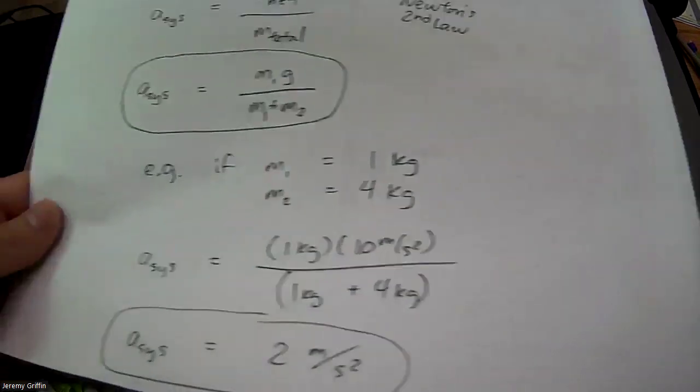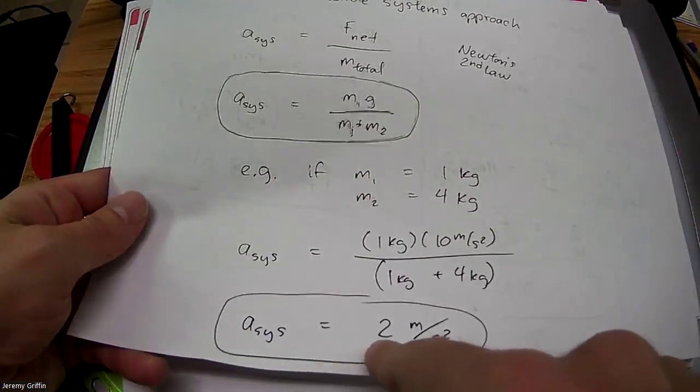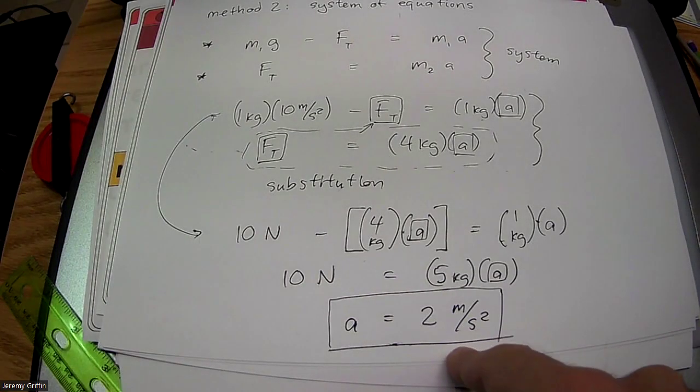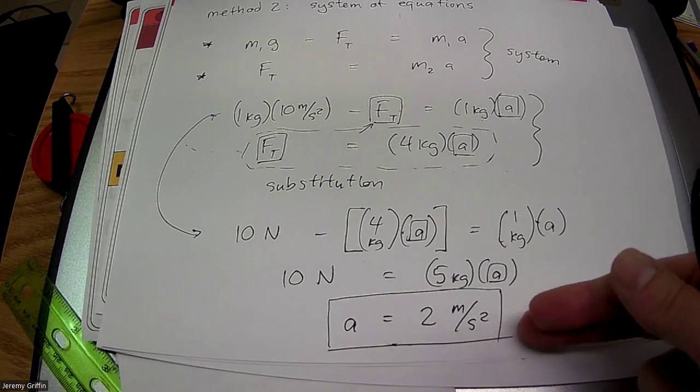Remember, back earlier in class, from a whole systems perspective, I was also getting an acceleration of 2 meters per second squared. You get the same thing. Now, once you got this, you can take this and plug this back into these equations.